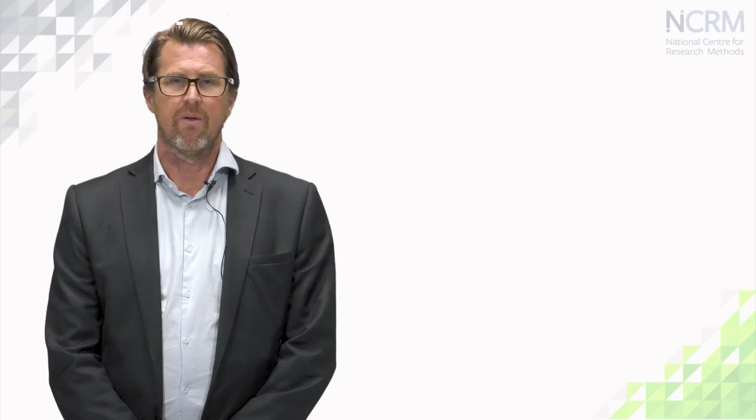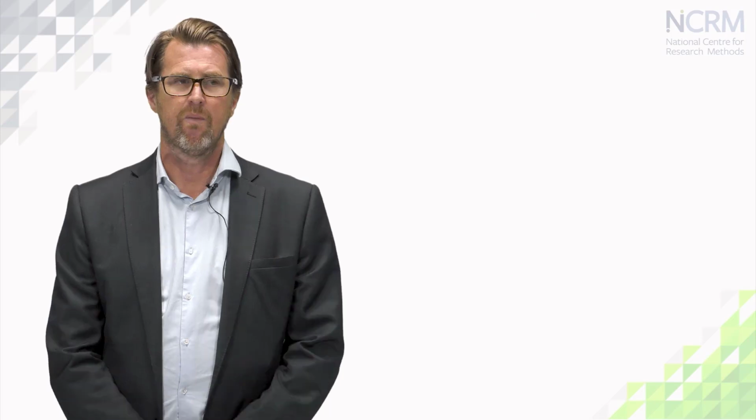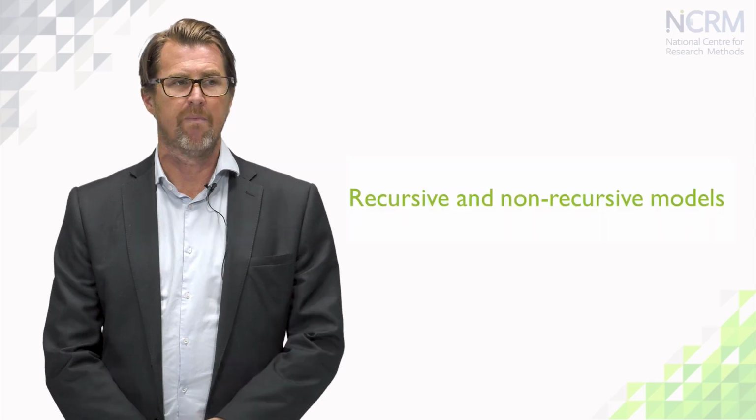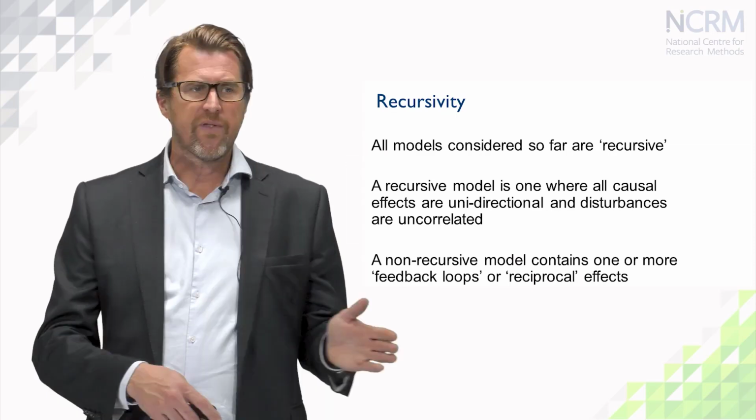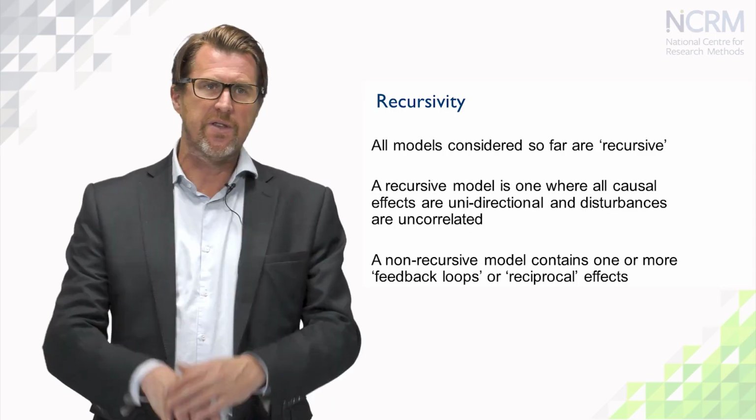So, an important distinction in structural equation models is between what we refer to as recursive and non-recursive models. All the models that we've looked at in these videos so far are recursive models. And a recursive model is a model where all of the causal effects are going in the same direction, are unidirectional, and the disturbances, the error terms, are not correlated with one another.